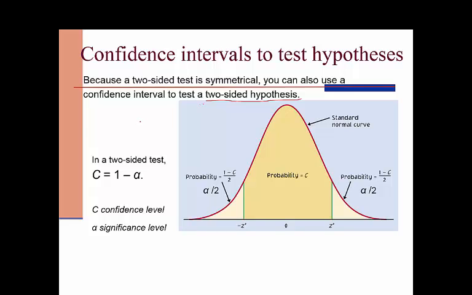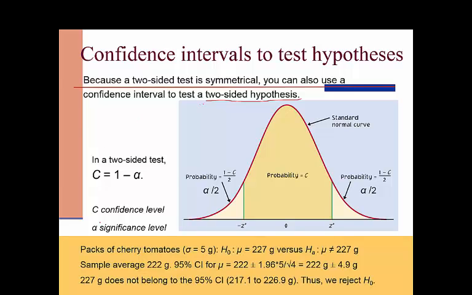That's a hypothesis test. So in this cherry tomatoes example, if you set up a confidence interval, remember, confidence interval is x bar plus or minus z of alpha by 2, what we call z critical, times sigma over square root of n, right?